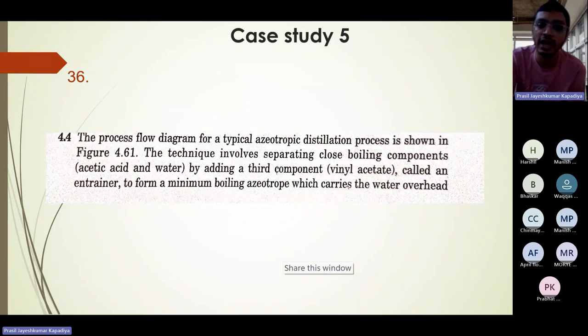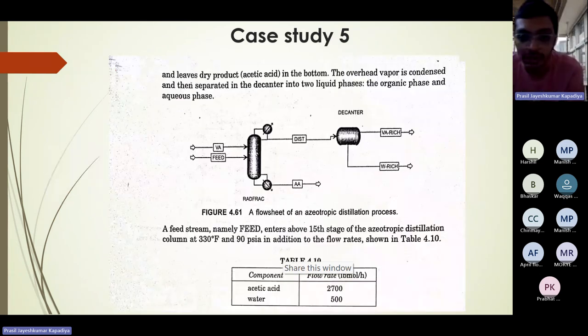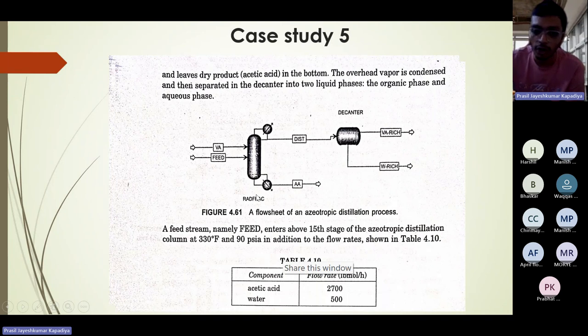Okay, let me first complete the problem statement. This is the flow sheet where we are adding vinyl acetate and the mixture of acetic acid and water into a distillation column. From the bottoms of the distillation column, we are getting acetic acid, and from the top we are getting a mixture of vinyl acetate and water. And to separate these two, we are using a decanter, that is a density based separation.